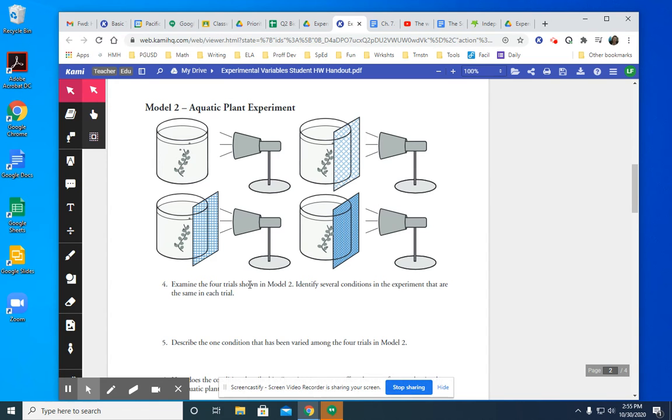Examine the 4 trials shown in Model 2. Identify several conditions in the experiment that are the same in each trial. Now I'm going to look at the picture and see what hasn't changed, okay? Describe the one condition that has been varied among the 4 trials. So what's the one thing here that's changed? Now the type of light hasn't changed because all 4 experiments have the same light. So that's not what has changed.